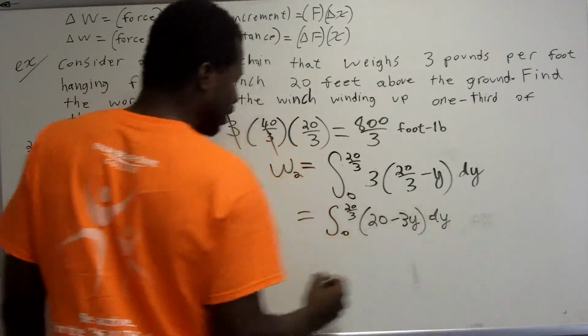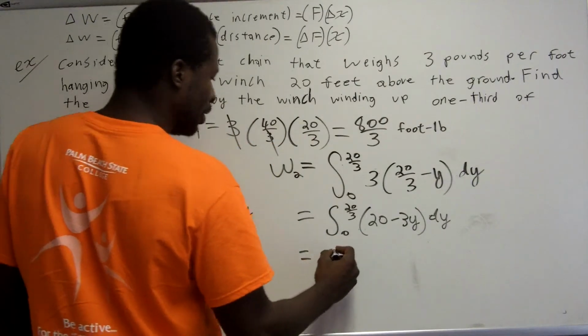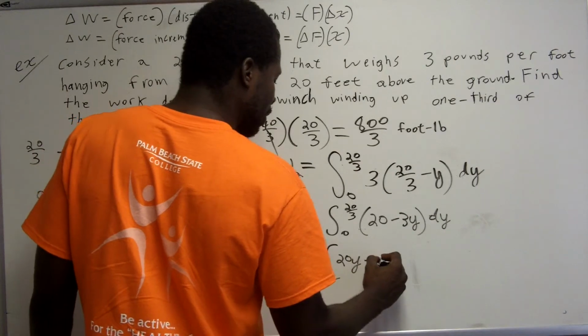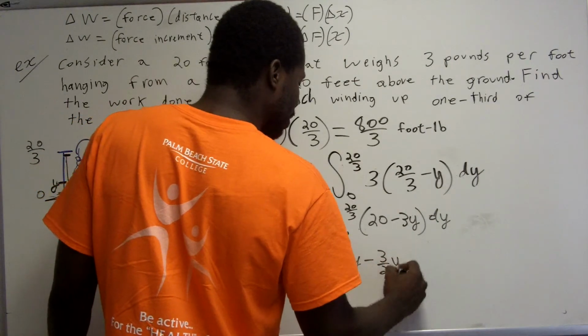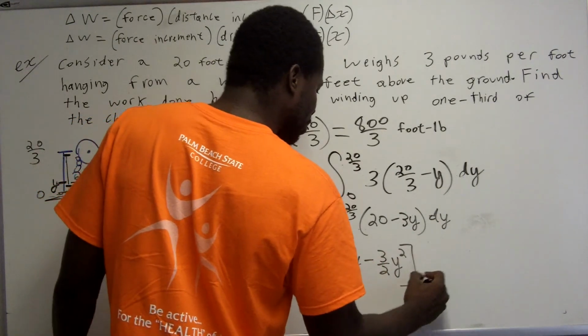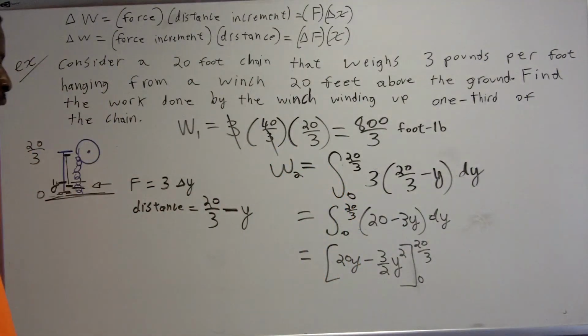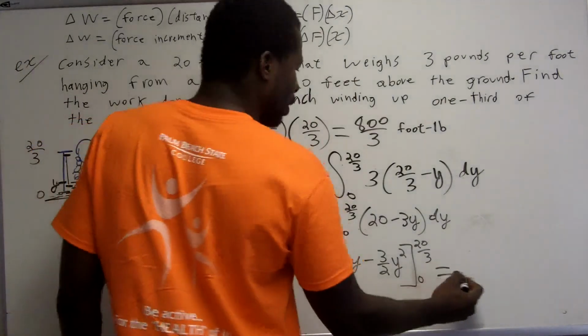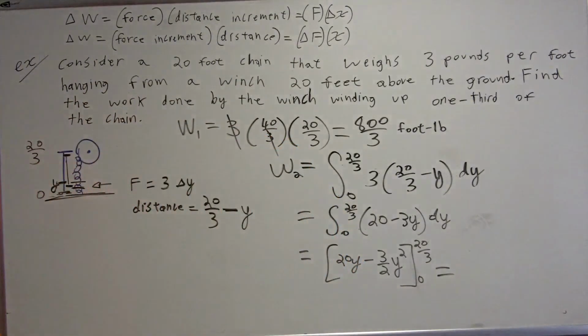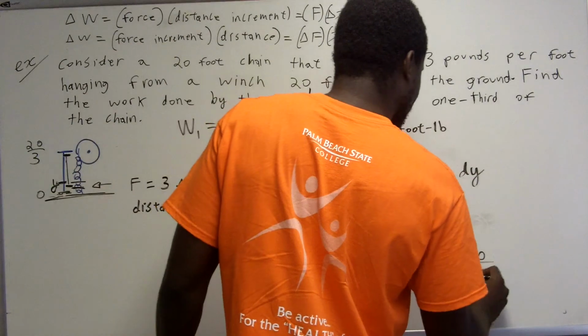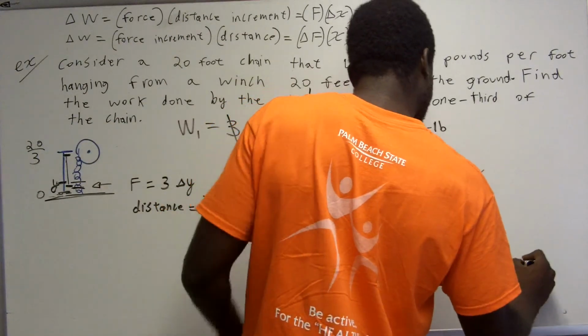And this is a very easy integral. We have 20y minus 3 halves y squared, and I'm taking this from 0 to 20 over 3. Plugging all this in, it turns out to be 200 over 3 foot-pounds.